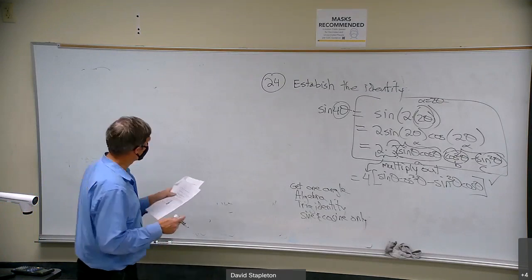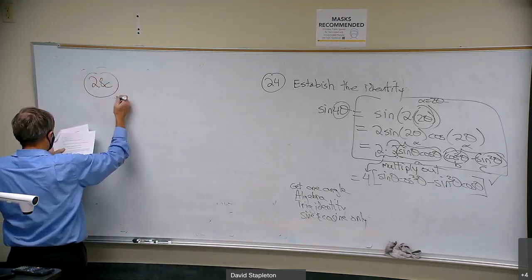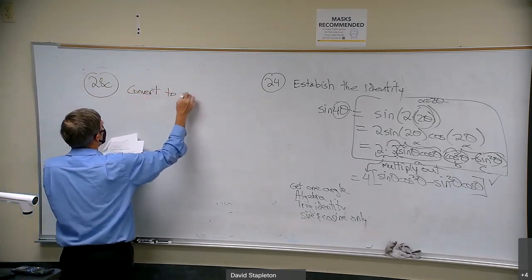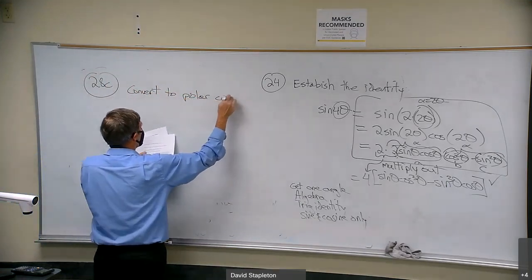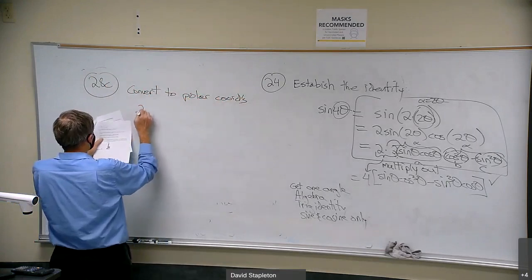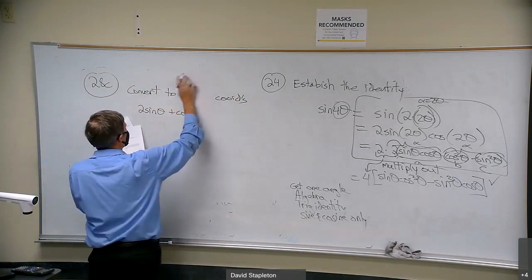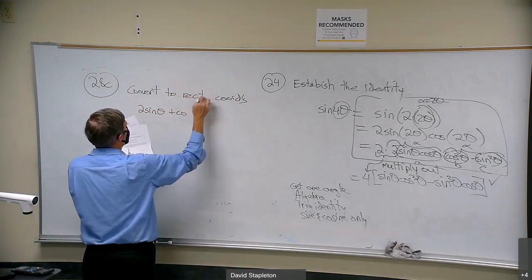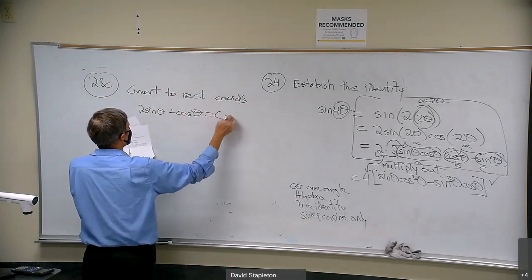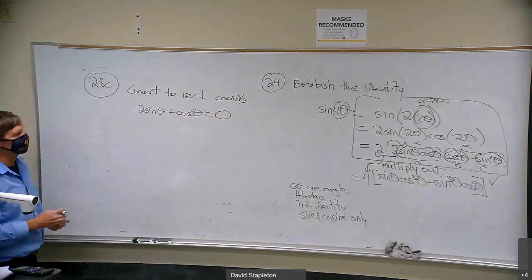Let's look at 28C. We didn't do polar coordinates. Suppose I said convert to rectangular coordinates from polar coordinates: 2 sine theta plus cosine theta equals 0. How do we convert these polar coordinates to rectangular coordinate equations? Remember this?